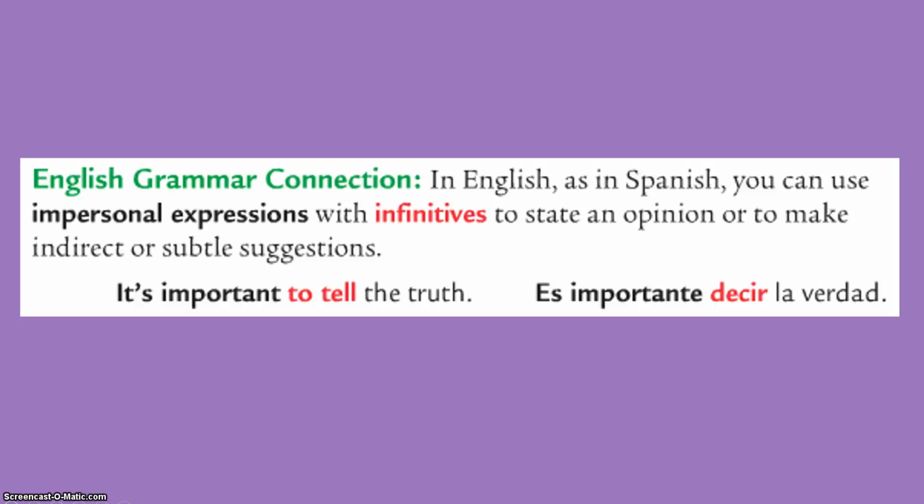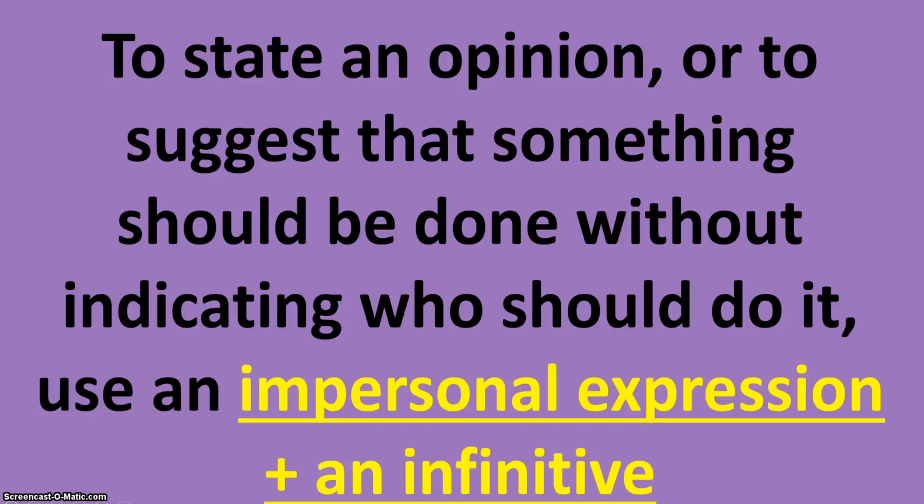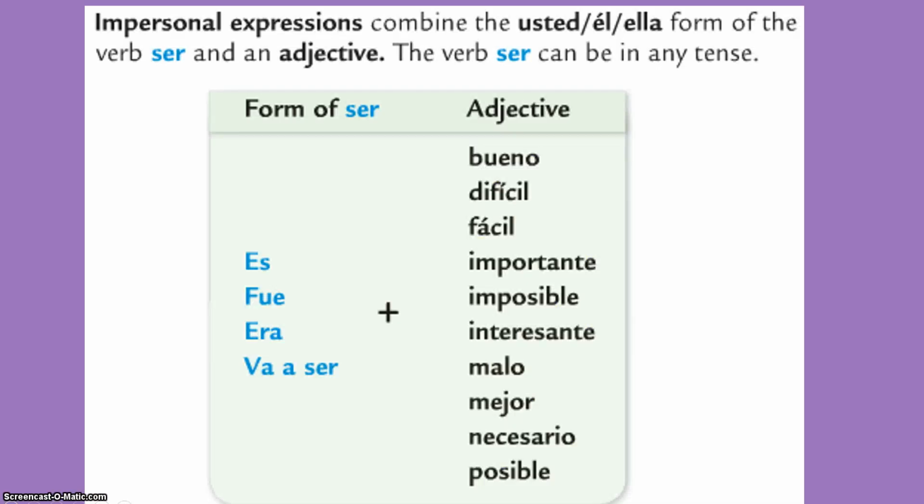We do the same thing in Spanish. Es importante is my impersonal expression, and then I follow it with my infinitive decir. To state an opinion or to suggest that something should be done without indicating who should do it, you're going to use an impersonal expression followed by an infinitive. Impersonal expressions combine the usted, él, ella form of the verb ser and an adjective. The verb ser can be in any tense. Es would be an example of the present tense. Fue would be an example of the preterite tense. Era would be an example of the imperfect tense. And va a ser would be an example of how to say it is going to be, a simple future tense.